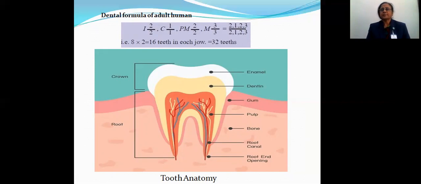Then the root is present in the gum. It forms a socket here, and in this socket the crown is fixed. Here you see the pulp is present. Then in the pulp there is a connection of blood vessels. Blood vessels are present here, and nerves are also present. This is about the structure of the tooth.